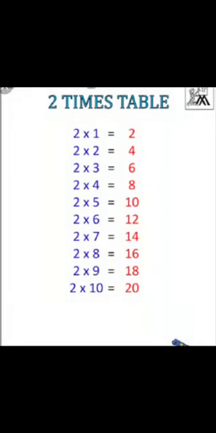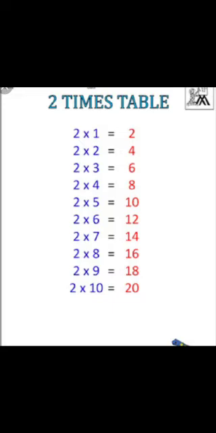So the next is table 2. 2 1s are 2. 2 2s are 4. 2 3s are 6. 2 4s are 8. 2 5s are 10. 2 6s are 12. 2 7s are 14. 2 8s are 16. 2 9s are 18. 2 10s are 20.